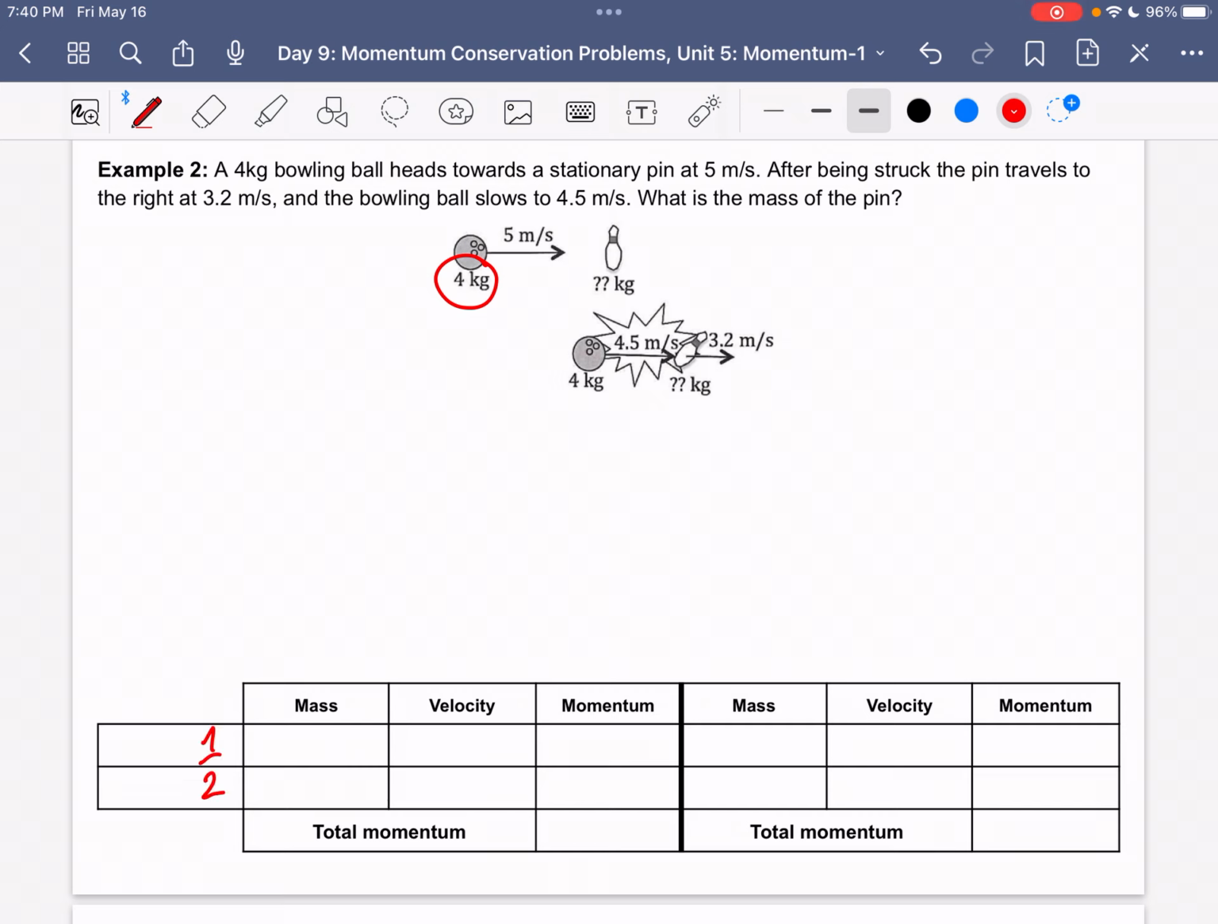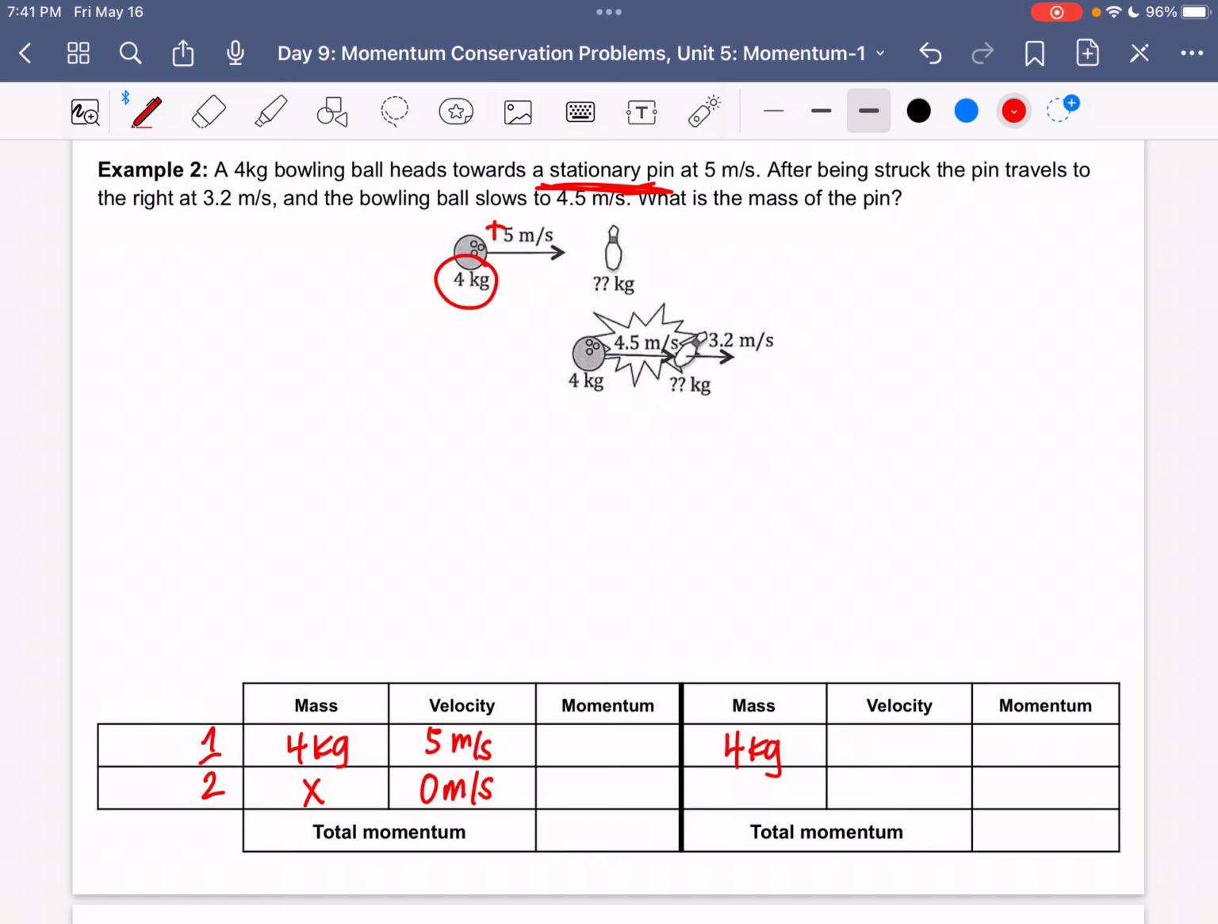So the mass of the first object was 4 kilograms. And the velocity was 5 meters per second. And notice that it's positive because it's moving to the right. We do not know the mass, the velocity. It says a stationary pin. Stationary means it's not moving. It would be 0. After the collision, the mass of the first object stays the same.